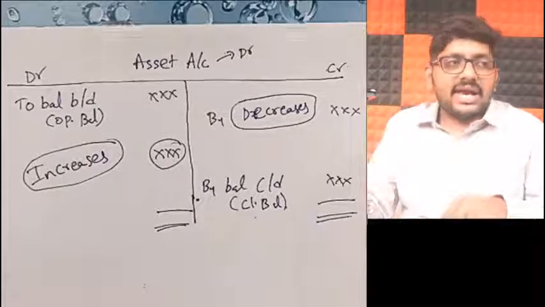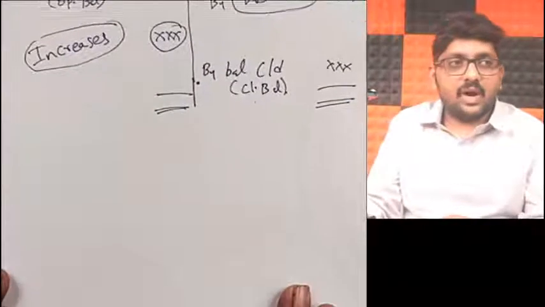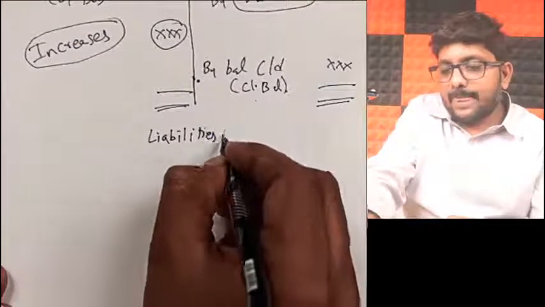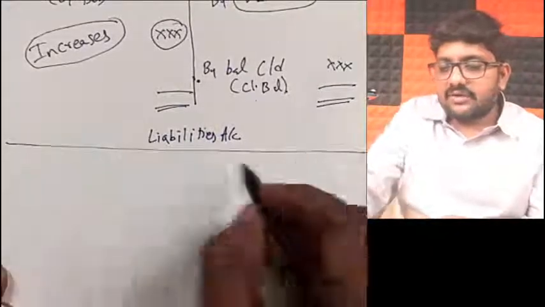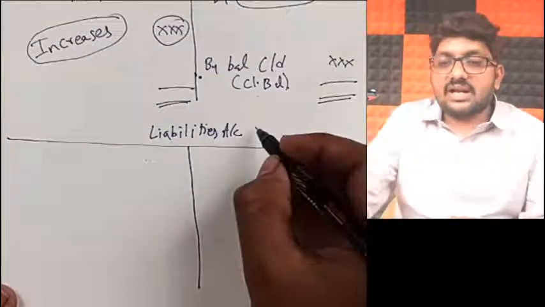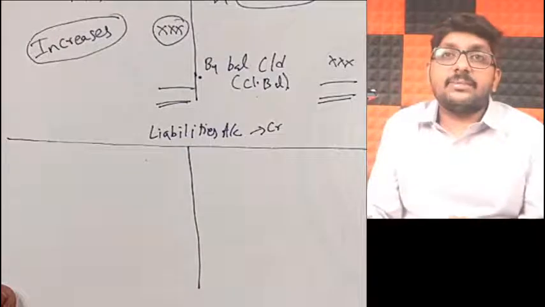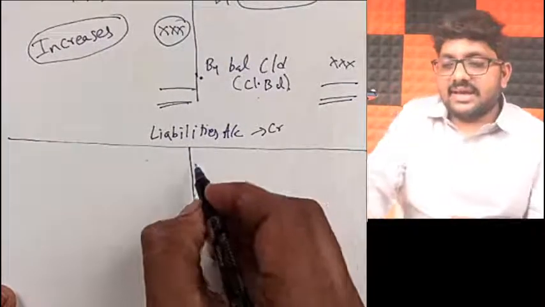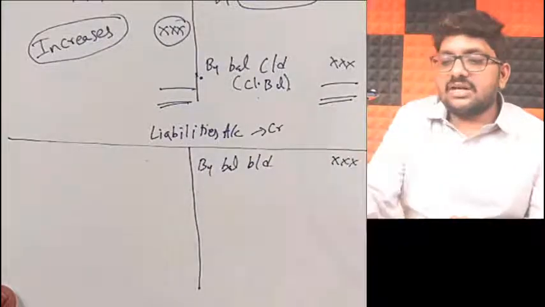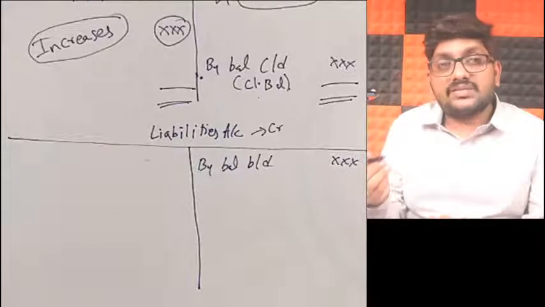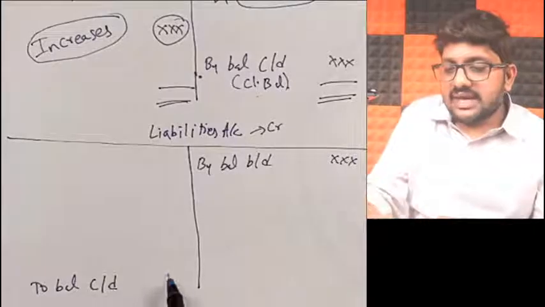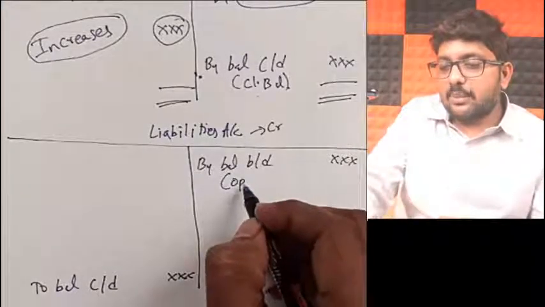Similarly, if we go through a liability, how does it look? Let's make a liabilities account also. In my liabilities account, which category do liabilities come under? Credit category. Credit category means the opening balance will be on the credit side, correct? By balance brought down. The opening balance of the ledger will be on the credit side and the closing balance on the opposite side. So, To balance carried down. This is my closing balance. This is my opening balance.